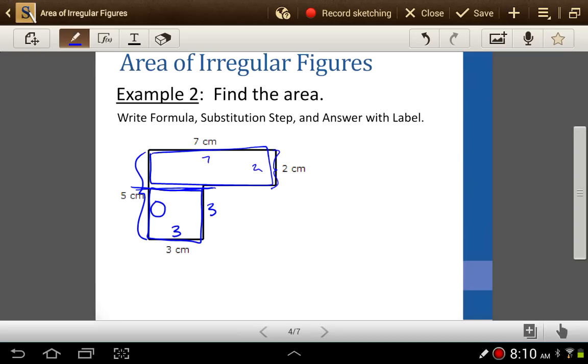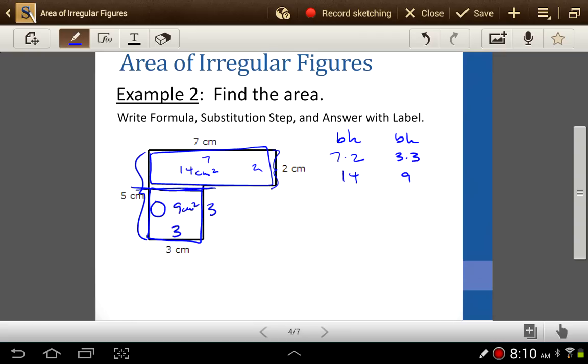Now I'm just going to find the area of each. Base times height. I'm going to do this top one first. 7 times 2 is 14, so that has an area of 14 centimeters squared. And I do the bottom one, that's base times height, that is 3 times 3, and that is 9, so that has an area of 9 centimeters squared.